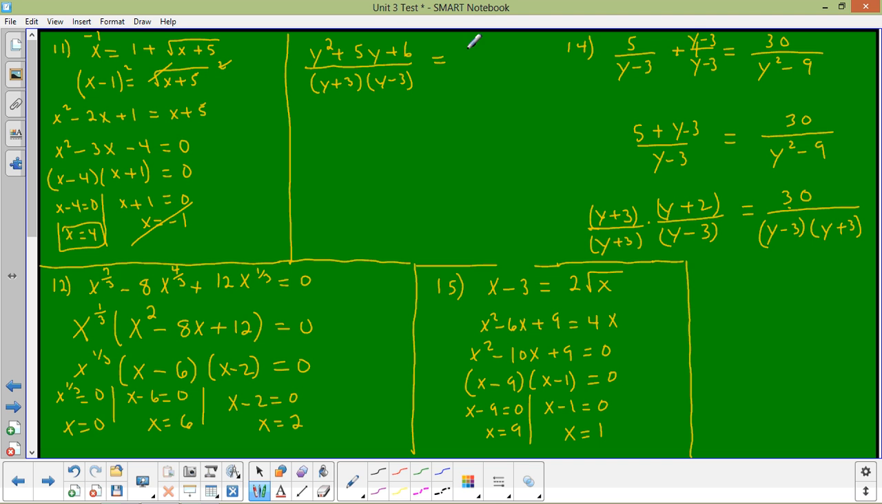And on the right, I have 30 over y minus 3 times y plus 3. Now, you've got equal denominators. The two denominators are now identical. The fractions as wholes we know are equal. So if the denominators are the same, and if the fractions as wholes are equal, then don't we know that y squared plus 5y plus 6 has to equal 30?